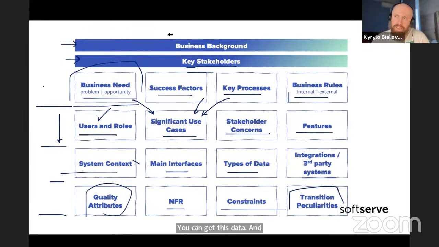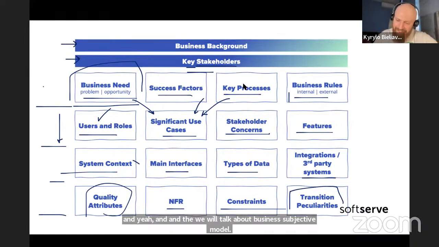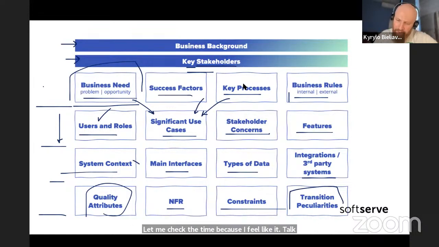So just by asking proper questions, you usually get to the point. Not asking straightforwardly what the success metrics are, but asking questions to get to that answer. And we will talk about the business objective model. Let me check the time, because I feel like I talk really long. We're at one hour, so we have maybe 30 minutes to go, or 20. I think we can make it happen in time.